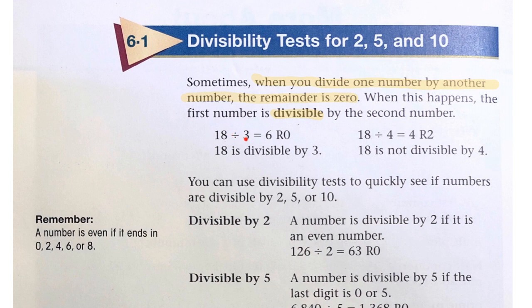18 divided by 3 equals 6 with 0 remainder, nothing left over. 18 is divisible by 3. 18 divided by 4 equals 4 with a remainder of 2. 18 is not divisible by 4 because there's a remainder of 2. You can use divisibility tests to quickly see if numbers are divisible by 2, 5, or 10.